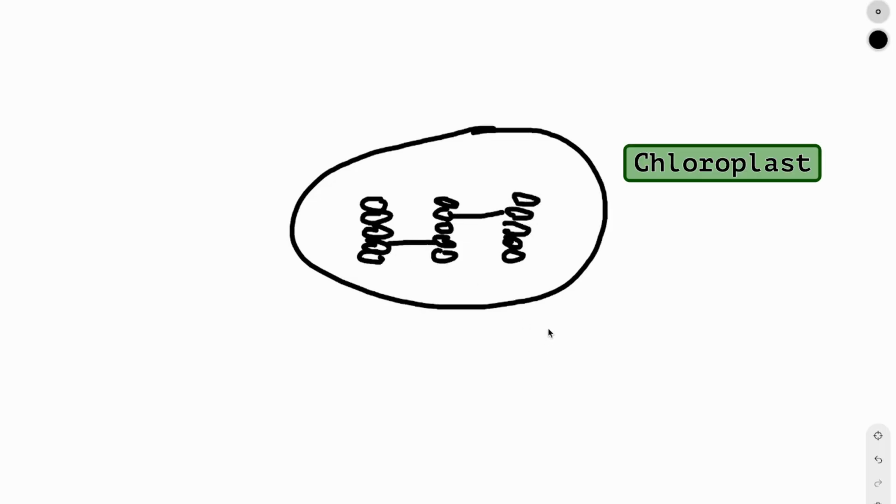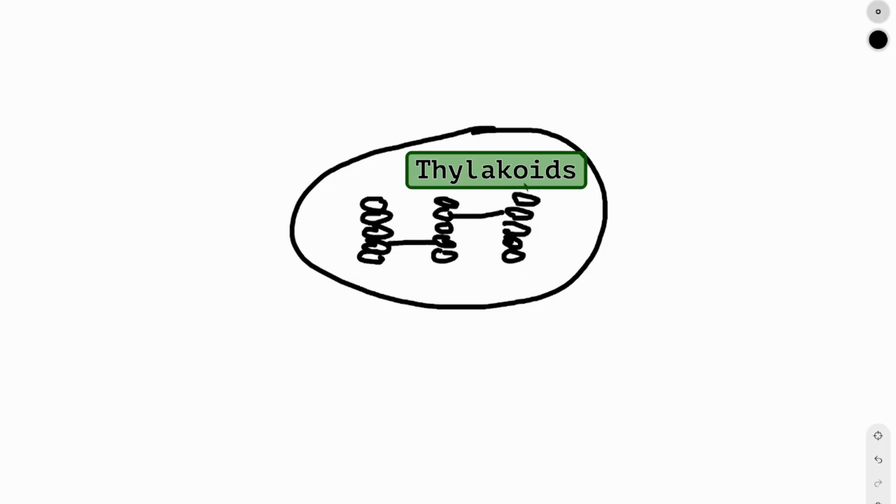Finally is the chloroplast. This is the site of photosynthesis, and it has many thylakoids, which is exactly where light is gathered and photosynthesis occurs.